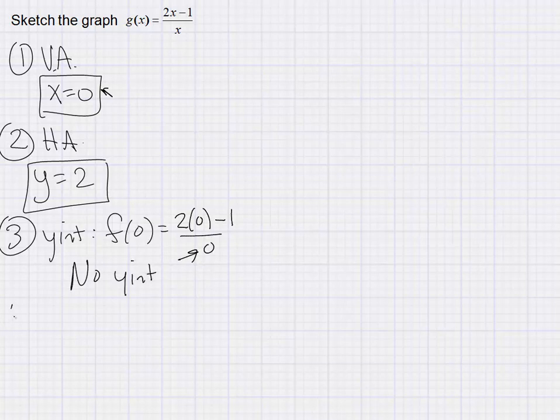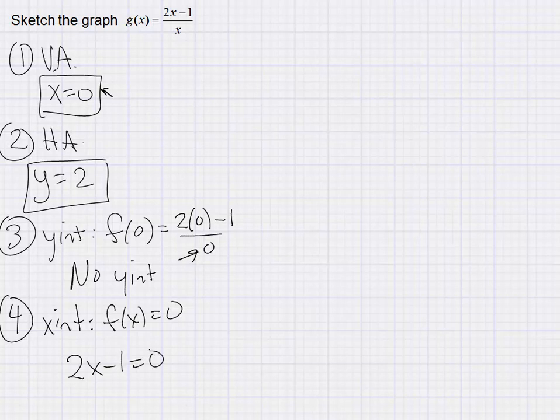Okay. And step 4, x-intercept. So I'm trying to find my x-intercept. I have to set my function equal to 0. But remember, since this is a fraction, you really only have to set your numerator equal to 0. So that gives me x equals 1/2. So that's my x-intercept. Alright, let's put this graph together.